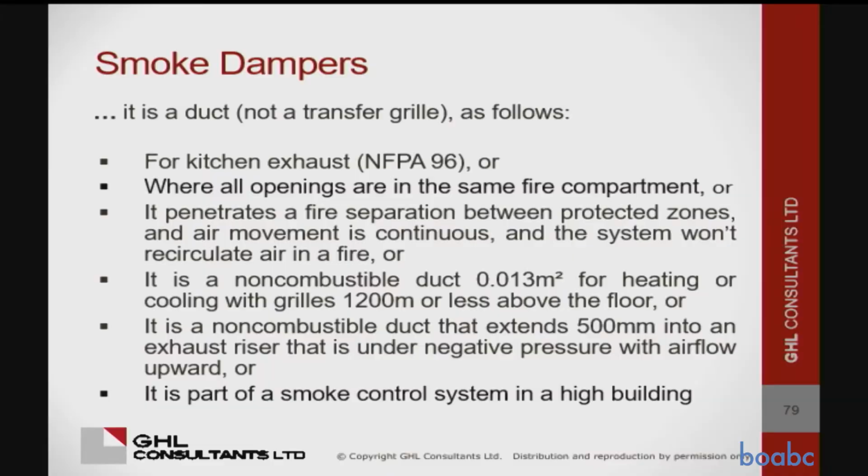Or it penetrates a fire separation between these protected zones and the air movement is continuous and the system won't recirculate air in a fire. Or it's a combustible duct for heating or cooling and the grills are down within 1,200 above the floor. Or it's a duct that goes into an exhaust riser that's under negative pressure and the air flows up. Or it's part of a smoke control system in a high building.